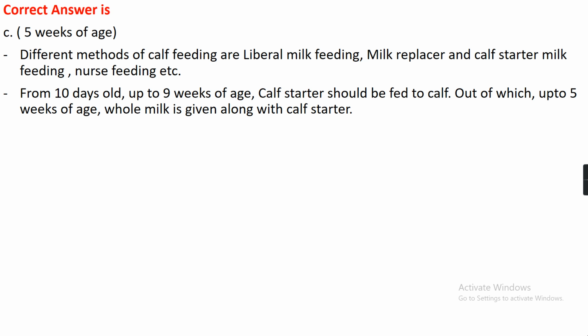There are different methods of calf feeding, like liberal milk feeding, or milk replacer and calf starter, milk feeding and nurse feeding, etcetera. From 10 days old up to 9 weeks of age, calf starter should be fed to the calf. Out of which, up to 5 weeks of age, the calf starter is given along with whole milk.